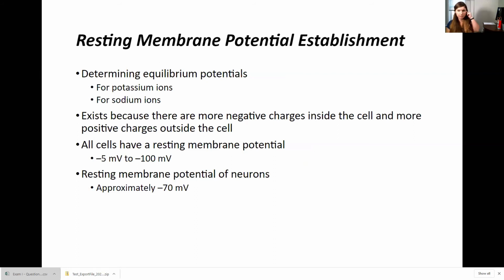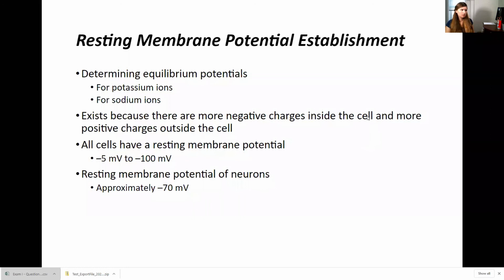Remember that our equilibrium potential is the point at which our electrical driving force and our chemical driving force are directly in opposition, cancel out to zero. Okay. And we can use that to figure out which direction our ions want to move, because when we compare it to the membrane potential, it's going to tell us something about the electrochemical driving force.